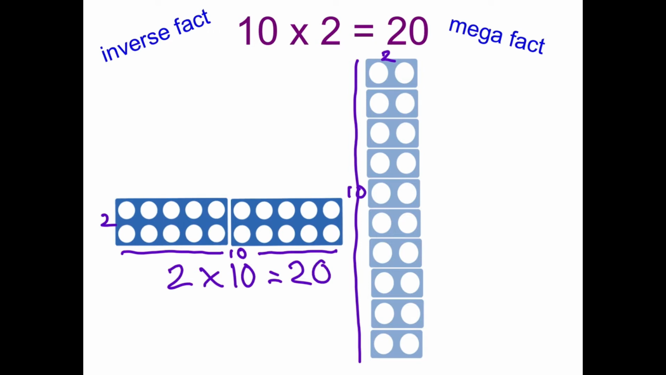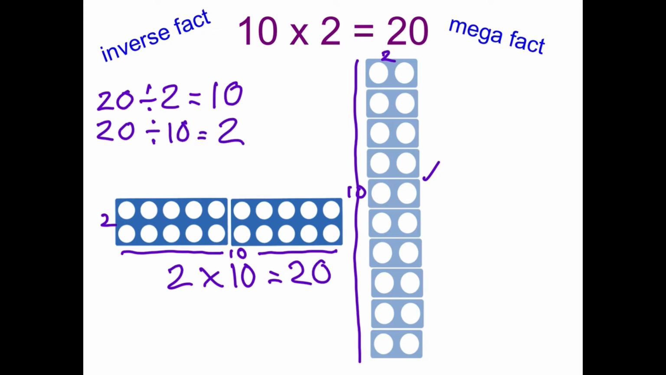So the opposite, the inverse fact, you'd put 20 first, and if you divide 20 in 2, you get a 10 and a 10, or it's the same as saying if you divide 20 into 2s, like in this picture, you get 10 twos. If you divide 20 into 10s, you get 2 tens.